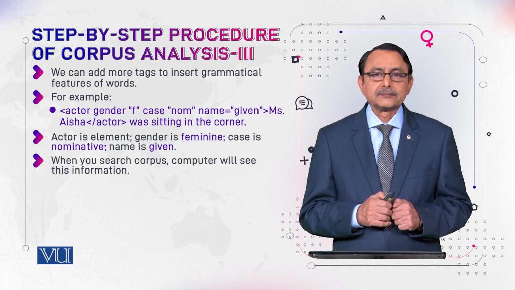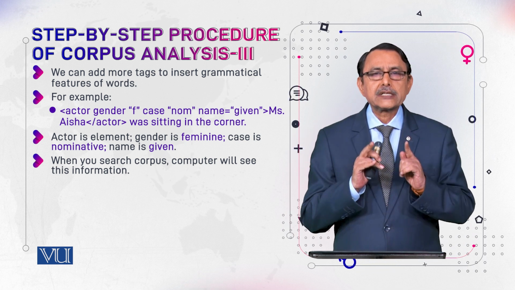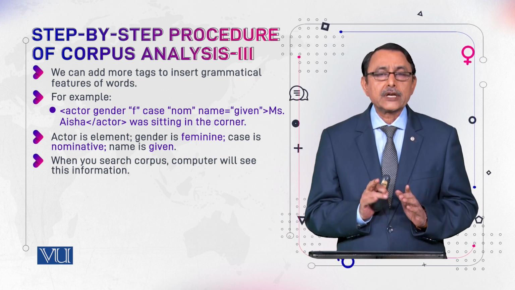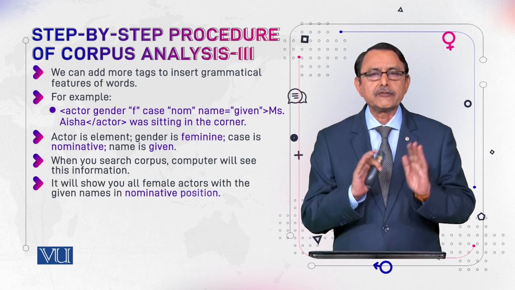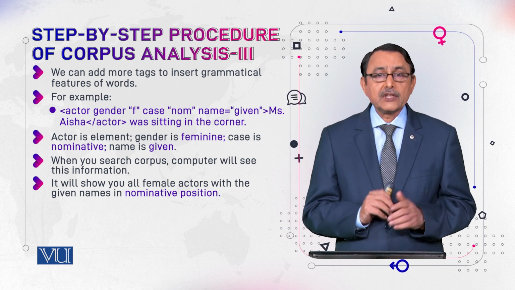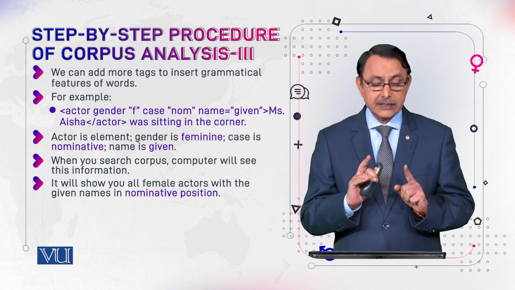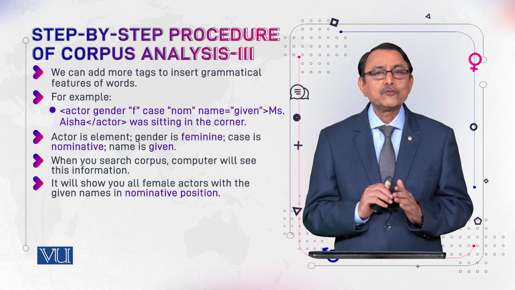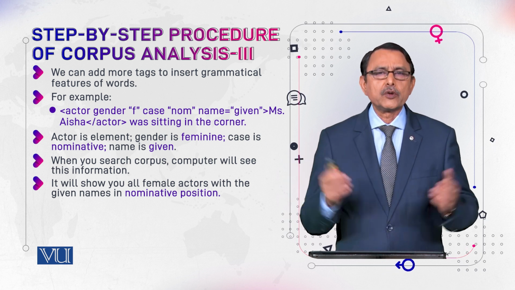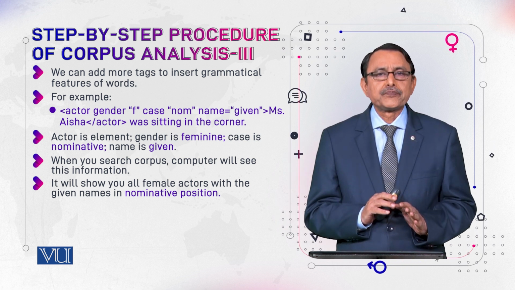When you search a corpus, you search it with some software. You give a command to the computer. You will write Miss Aisha. The computer will give you exactly the Miss Aisha you are looking for in the corpus, because you have included all this minute detailed information about Miss Aisha. This is the benefit of tagging. So it will show you, not only that, it will show you all female actors with the given names in nominative position, and all of them would be Miss Aisha. So in your corpus, regardless of whether it is a very large corpus of millions of words, your computer will search for Miss Aisha in nominative position from your corpus.